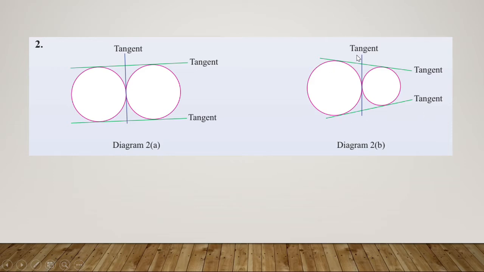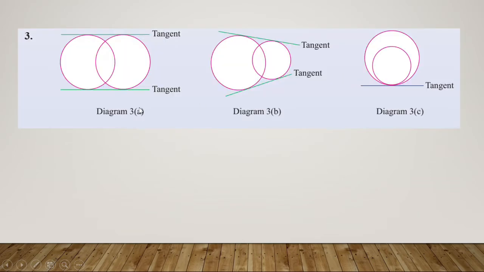Now we look at the third type, which is circles that intersect together. Circles of the same size will have two tangents. And then with one bigger and one smaller, same thing, we will have two tangents. And the last one is circles that overlap. If they overlap, we only have one tangent like this.